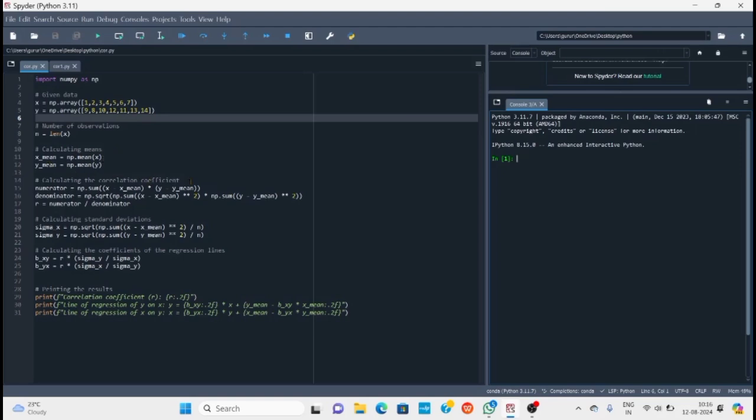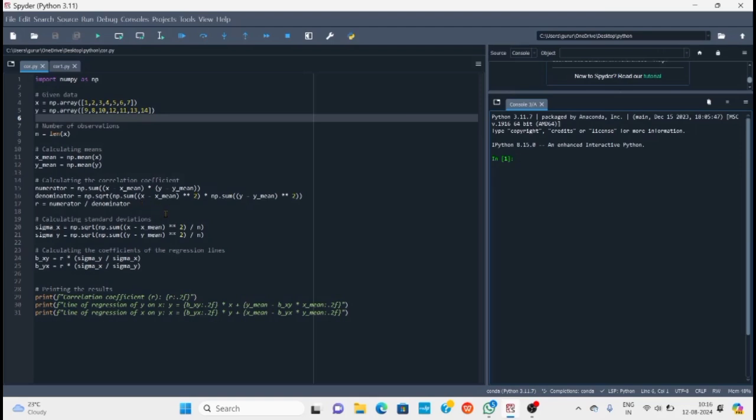To find the correlation coefficient, we need a numerator and denominator. The numerator is equal to the summation of x minus x mean into y minus y mean, and the denominator is equal to the square root of the summation of x minus x mean whole square into the summation of y minus y mean whole square. So we will find the correlation coefficient, which is numerator by denominator.